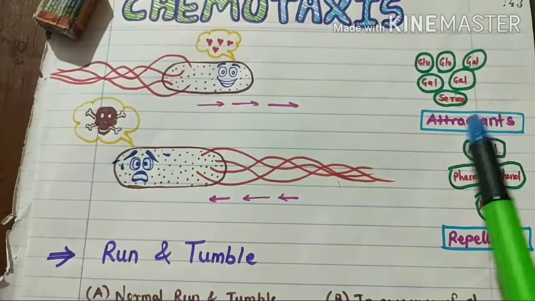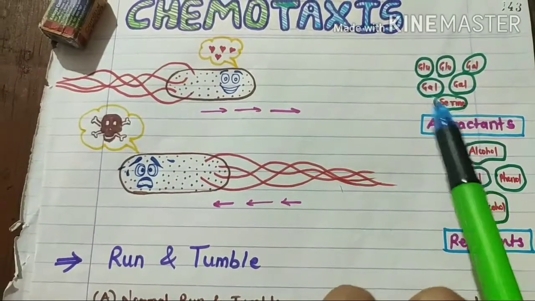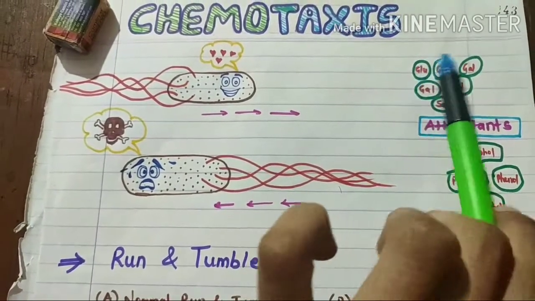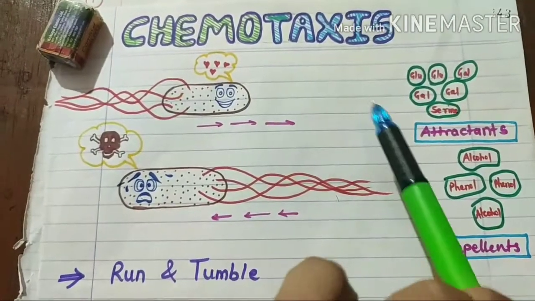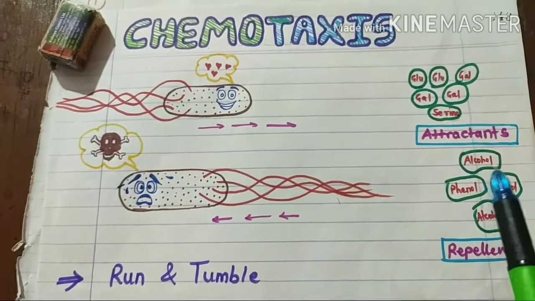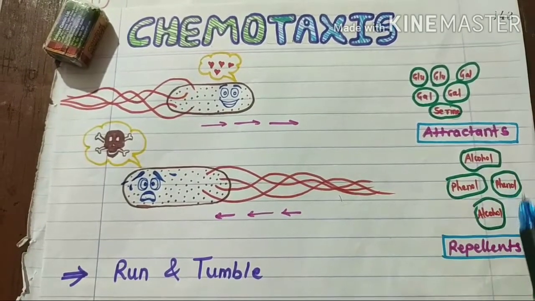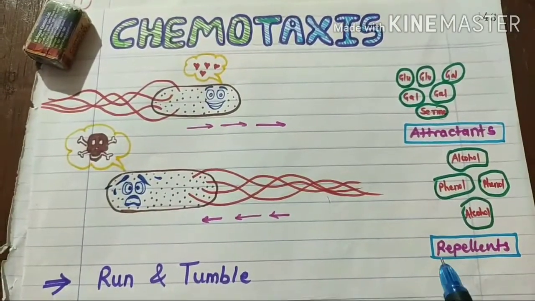So the examples of chemoattractants can be glucose, galactose, serine. So wherever these molecules are present in the environment or the media, the cell will move toward them. And if there is presence of alcohol, phenol, then the cell will move away from those repellents. Hence the name given, attractants and repellents.